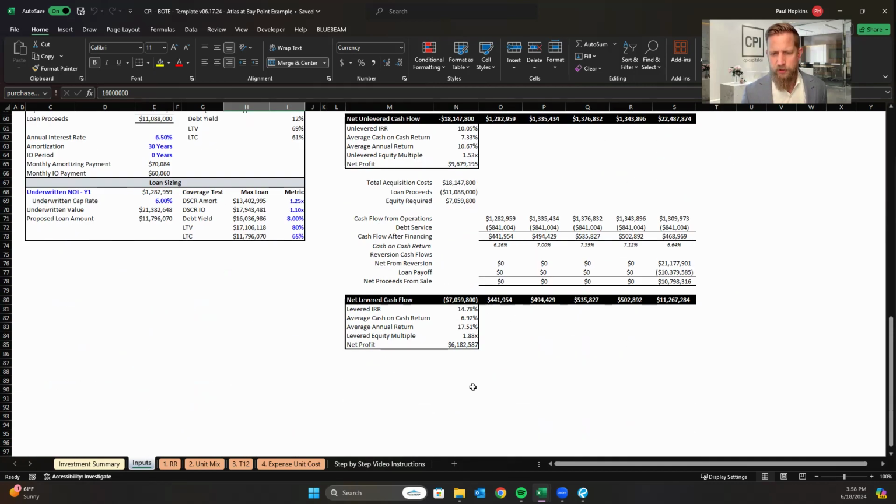So the returns are going to be shown right down here. Right now, based on just the information that I've entered, the levered IRR is just under 15%. Not too bad. And this is project level. It doesn't break down the investor level yet. I don't have an investor waterfall built within the back of the envelope. So this is just project level, project returns.